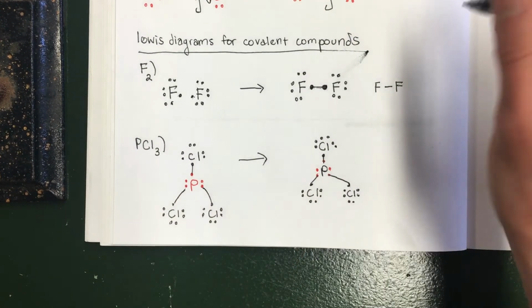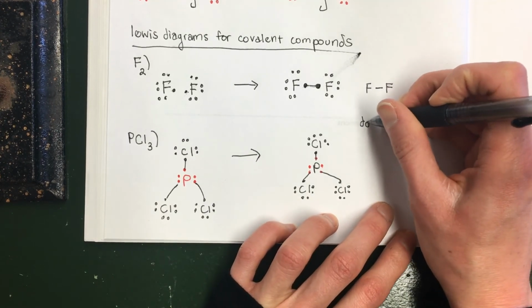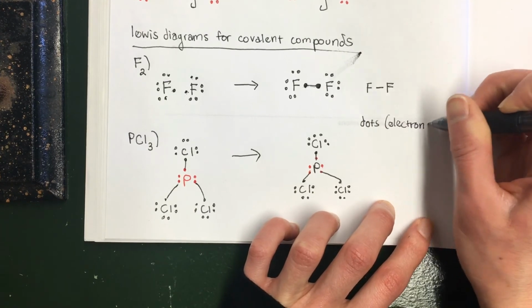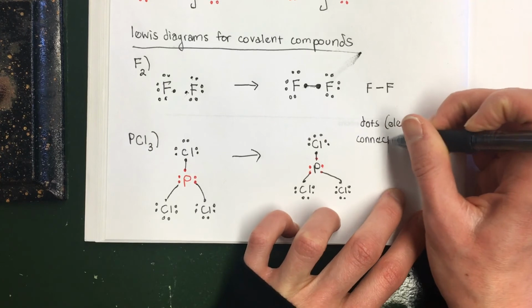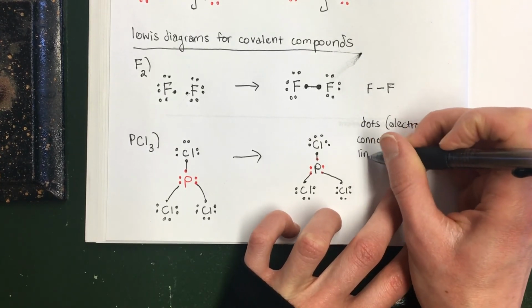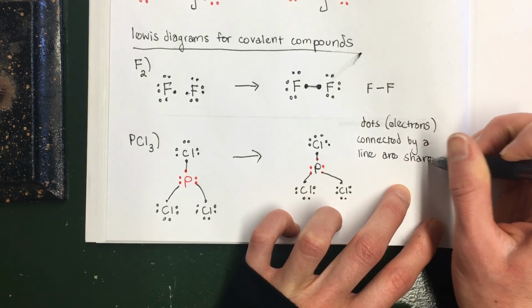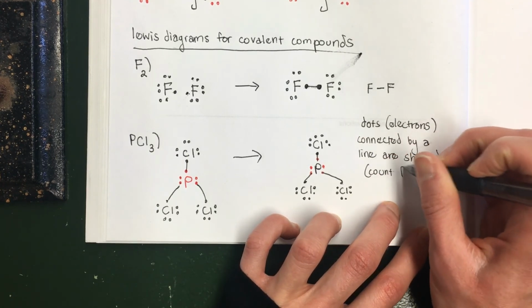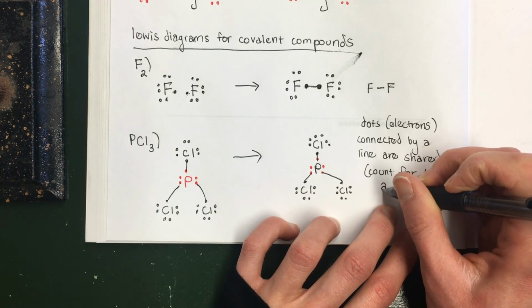Okay, so what you need to remember with covalent bonding is that dots or electrons connected by a line are shared. So they count for both atoms.